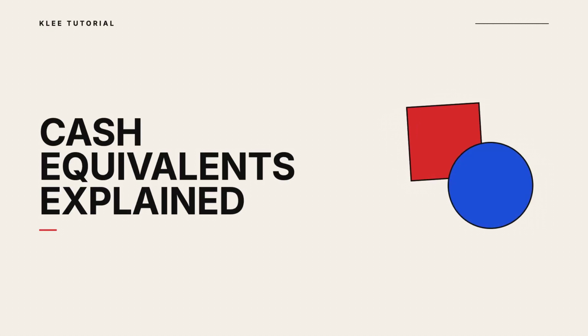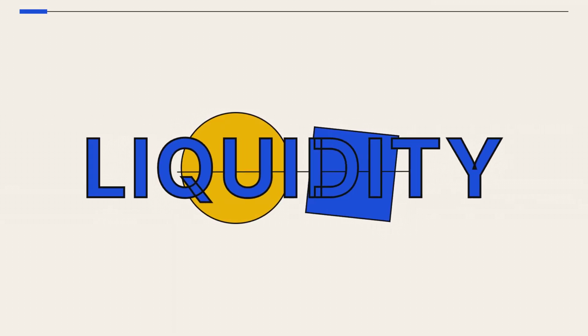When you look at a balance sheet or your own savings, you might see the term cash equivalents. Let's break down what that actually means. At its core, this concept is about liquidity, which is just a fancy way of saying how quickly you can turn an asset into cash.